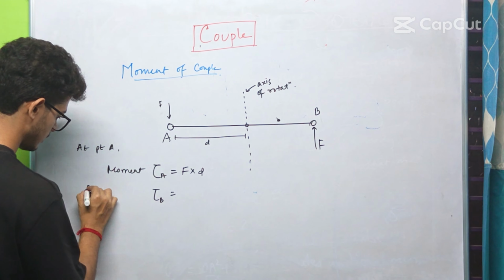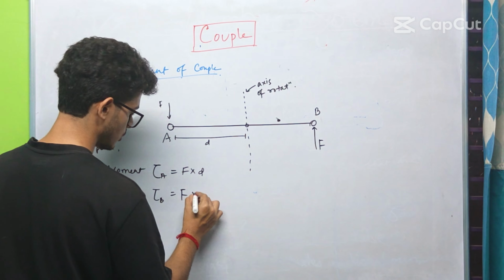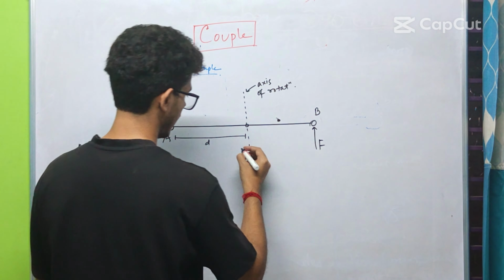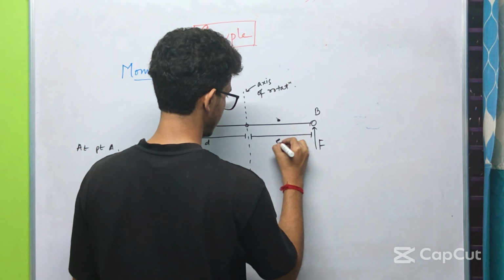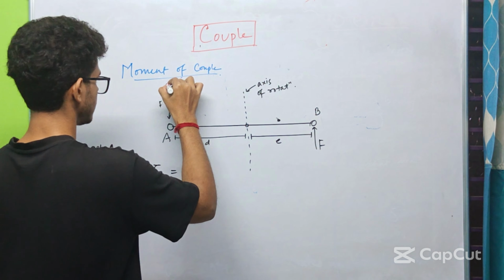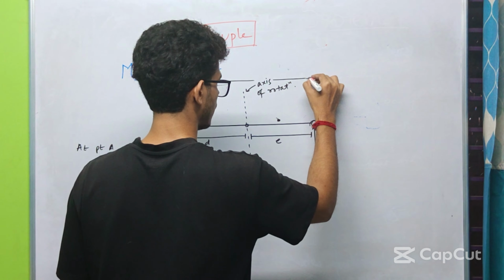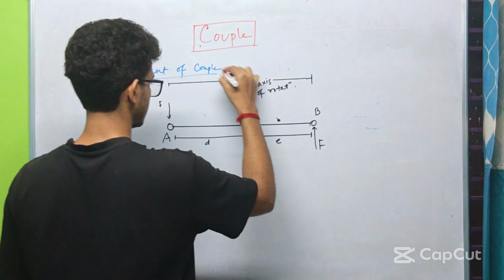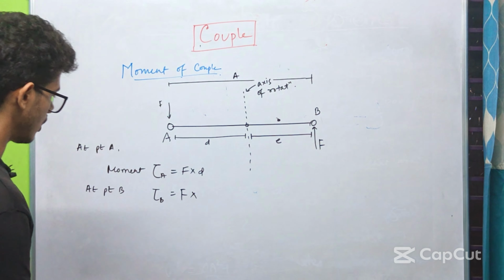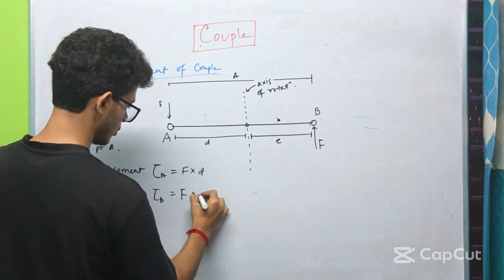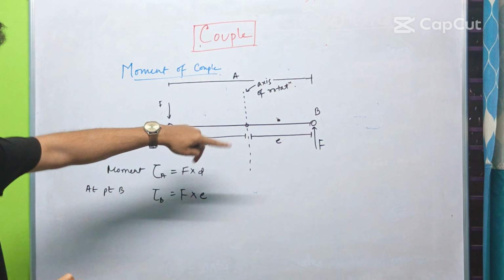And at point B the moment will be F into the perpendicular distance, let's say the perpendicular distance between these is E, and the total distance between the application lines of these two forces be A. Now tau B is equal to F into E.